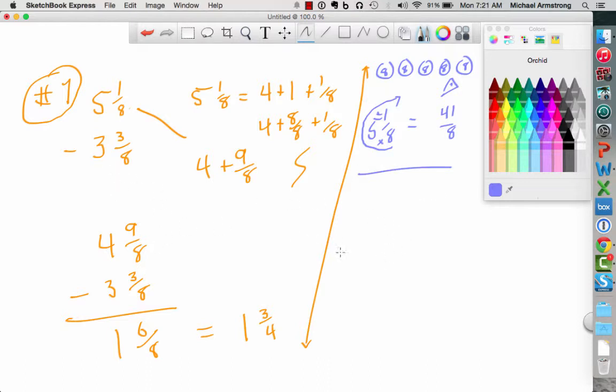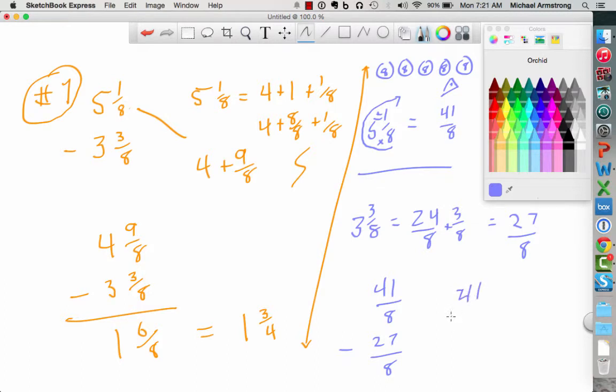And then we do the same thing for 3 3/8. 8 times 3 is 24, plus 24 eighths plus the 3/8 is 27/8. All right, now we can subtract 41/8 minus 27/8. And then you just have this regular subtraction problem of 41 take away 27.